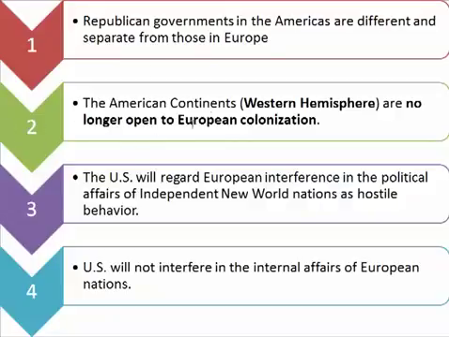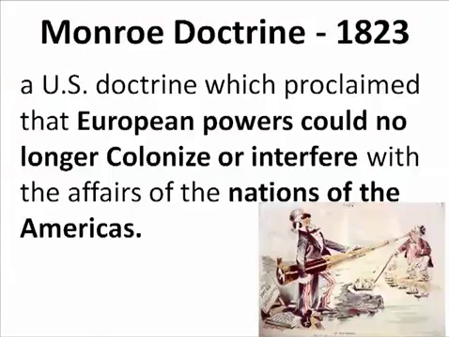Secondly, he said the American continents, both North and South America, in the Western Hemisphere, were no longer open to European colonization. Europeans need to stay out of the Western Hemisphere. 3, the U.S. will regard European interference in the Western Hemisphere in the political affairs of independent New World nations as hostile behavior. And number 4, the U.S. will not interfere in the internal affairs of European nations over in Europe, in the Eastern Hemisphere. So that's what the Monroe Doctrine outlined.